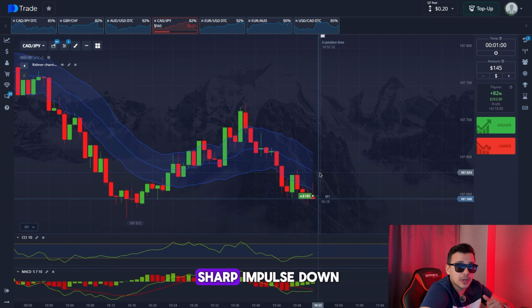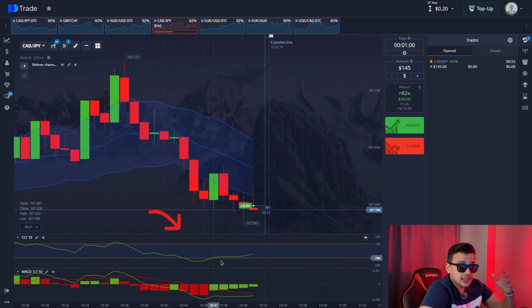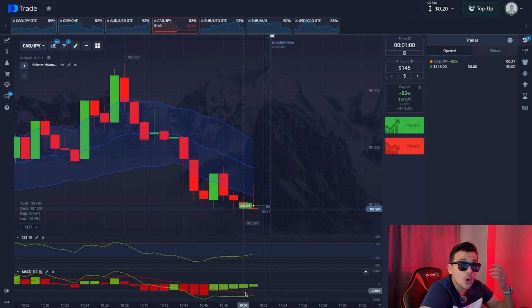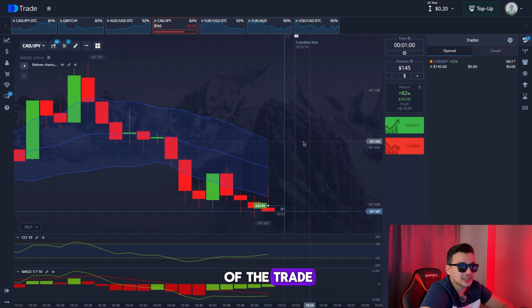So we have a sharp impulse down, but that's okay. I think the exit will happen according to the SSI oscillator, and the exit from the oversold area has already happened. Here we probably should get a crossover of our second oscillator. A new local low has been formed. Let's expect the result of the trade.